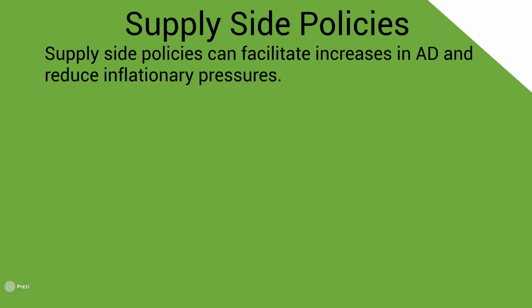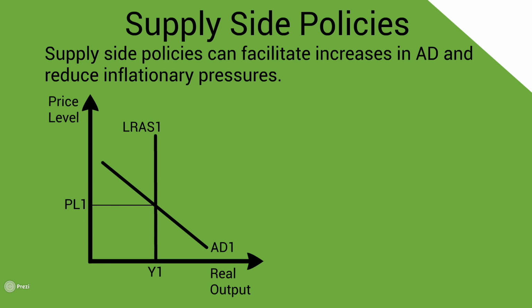Supply-side policies can facilitate increases in aggregate demand and reduce inflationary pressure. Let's have a look at supply-side policies on a diagram. So here we have a classical AD-AS diagram with price level plotted on the y-axis and real output plotted on the x-axis. Initially, our economy has the long-run aggregate supply curve of LRAS1 and aggregate demand of AD1. This leads to an equilibrium where the price level is PL1 and output is Y1.